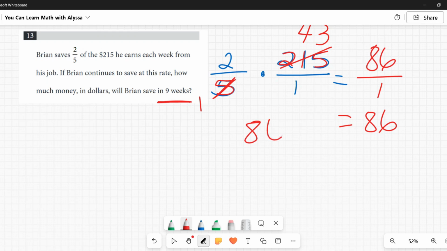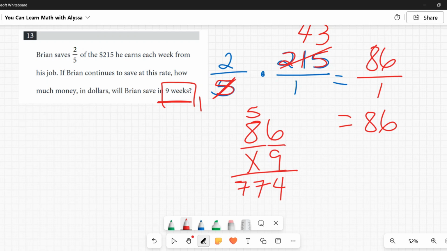We need to know how much he saves in 9 weeks. So we multiply 86 times 9. 9 times 6 is 54. Put down your 4, carry your 5. 9 times 8 is 72. Plus 5 is 77.